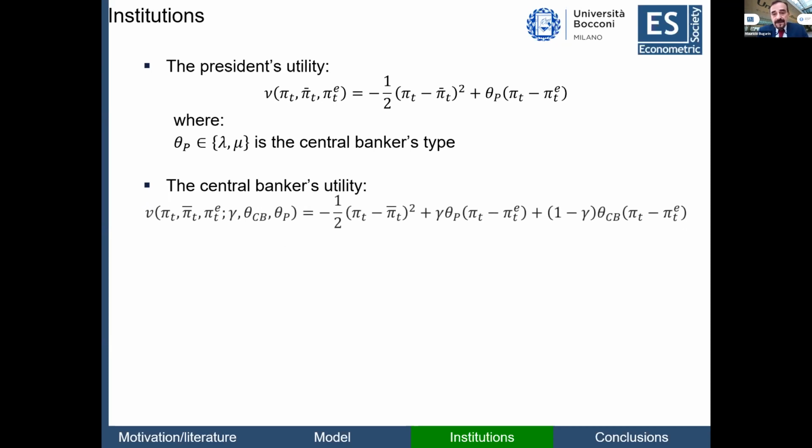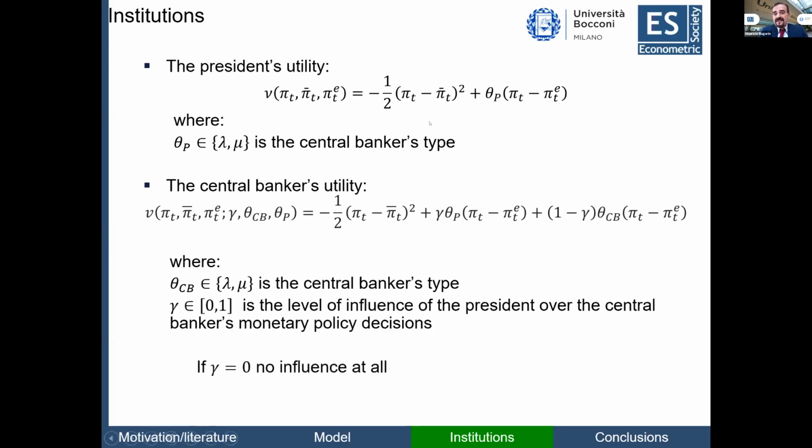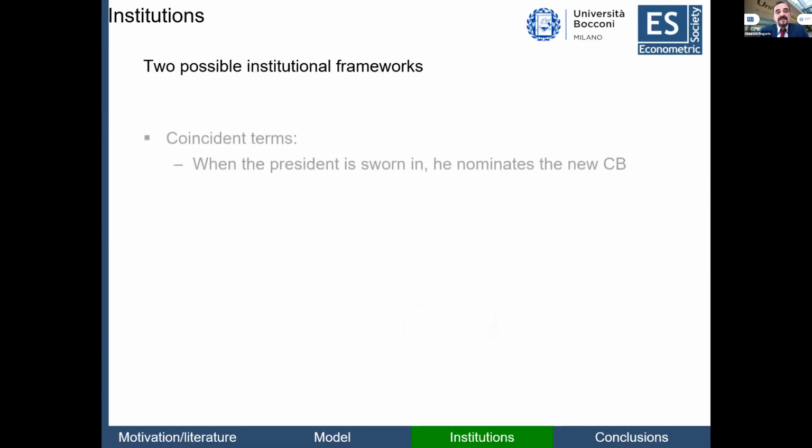Now, the central banker has his own preferences, just like the president, but he might be affected by the preferences of the president. So here, this parameter gamma says how strong is the influence of the president over the central banker. If gamma is close to 0, for example, there is no influence at all. So basically, the central banker has his own opinions. If it's close to 1, then the central banker is a puppet of the president, reflecting completely the president's opinions and ideas.